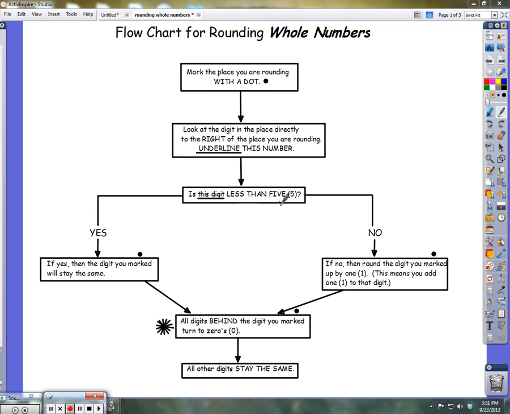In this video, I'm going to be going over the algorithm for rounding whole numbers. And I am going to use this flow chart that you see on the screen in order to go through the algorithm. So let's begin with a three-digit number. Let's take 347. And we're going to round this number to the nearest tens place or to the nearest 10.